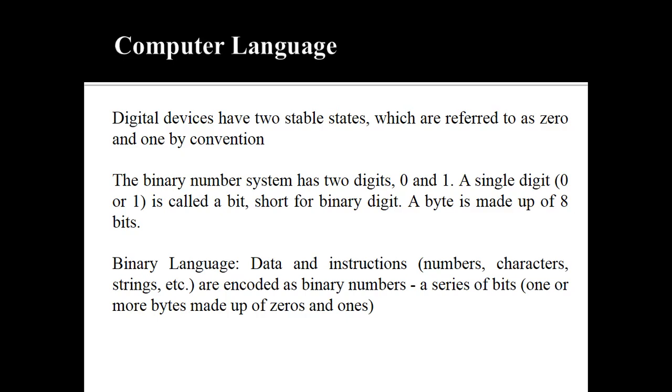Digital devices have two stable states which are referred to as 0 and 1 by convention. That is the binary system, which we discussed. The binary number system has two digits, 0 and 1, considered as 0 for off and 1 for on. A single digit is known as a bit, short for binary digit. A byte is made up of eight bits.